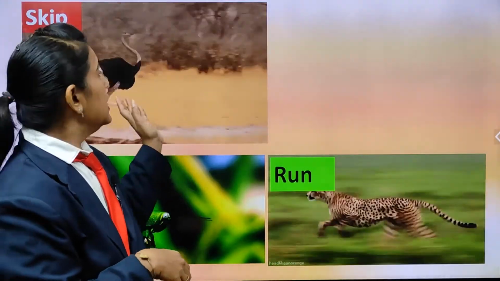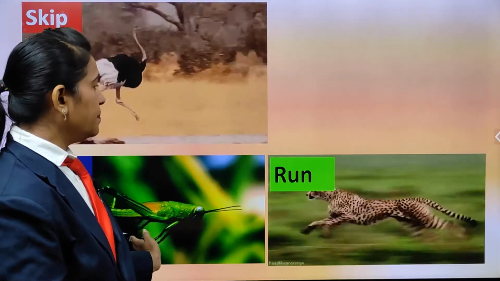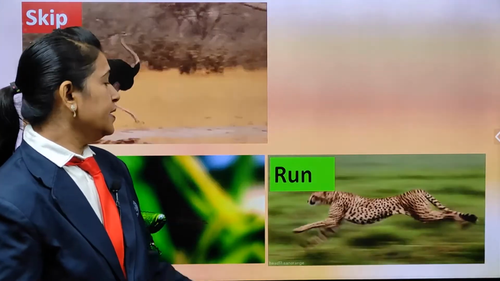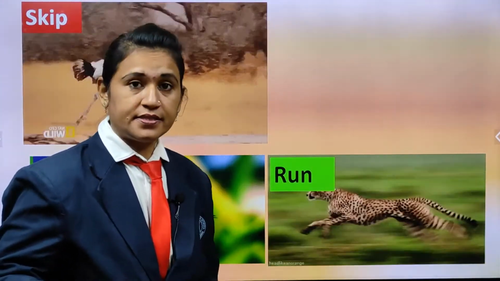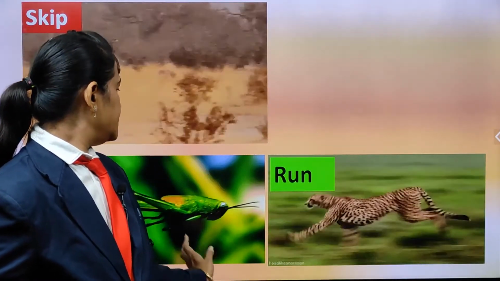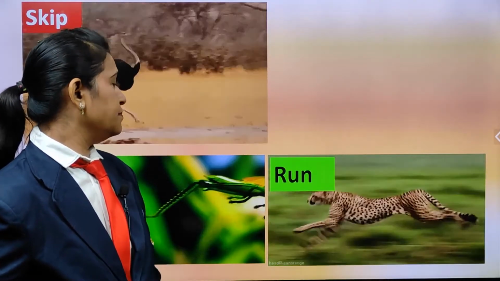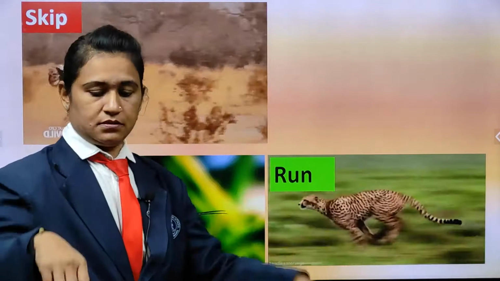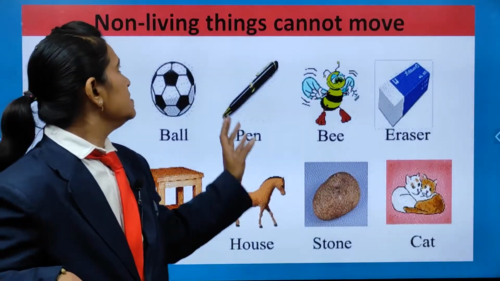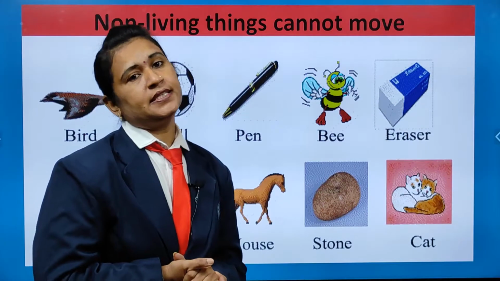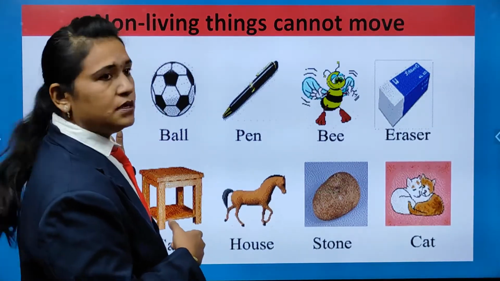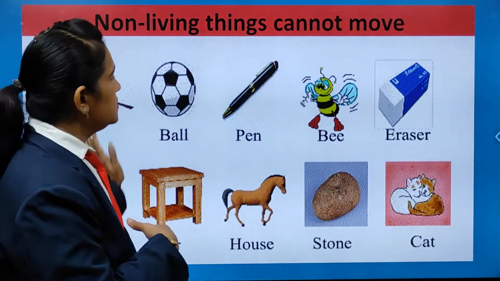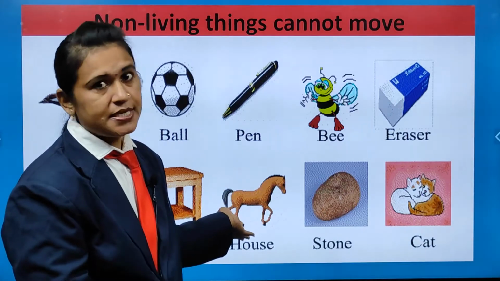See, living things can skip, jump, run and walk. Okay. So, living things can do all these things. You can see how the grasshopper is jumping, how the cheetah is running, how the ostrich is skipping. Now, see here, living things can move, non-living things cannot move. Here, bird, bees, cat, horse and duck. These all are living things. They can move.